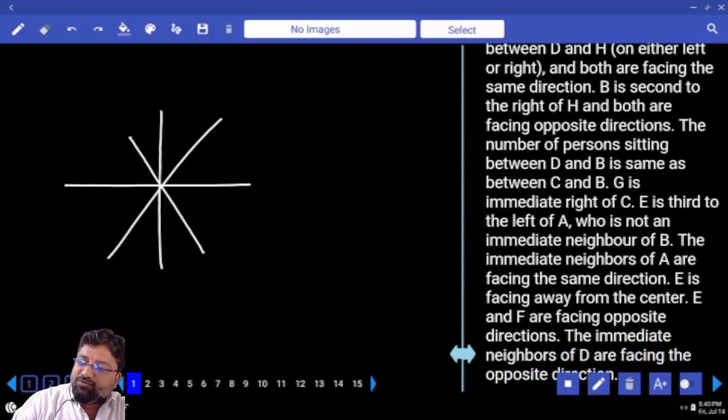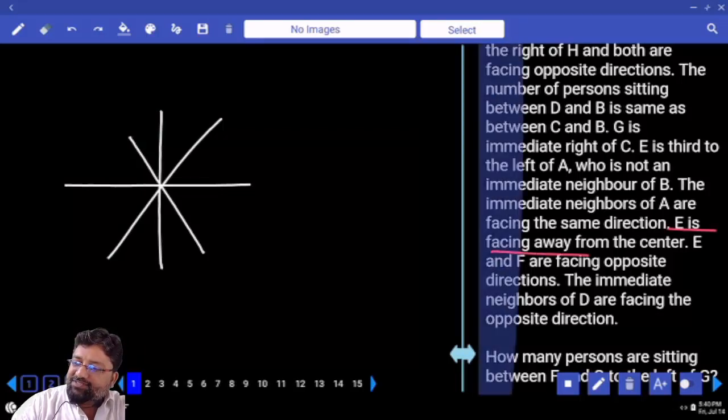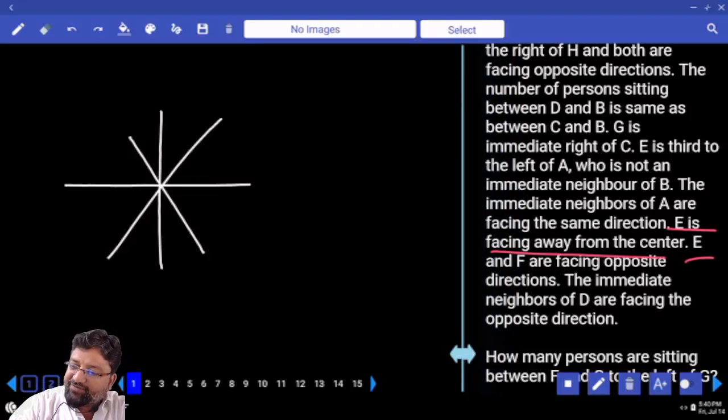When I read all the clues, there is some information here about one person who is facing away from center. Who is he? He is facing away from center. E and F face opposite directions. So E is facing away from center.